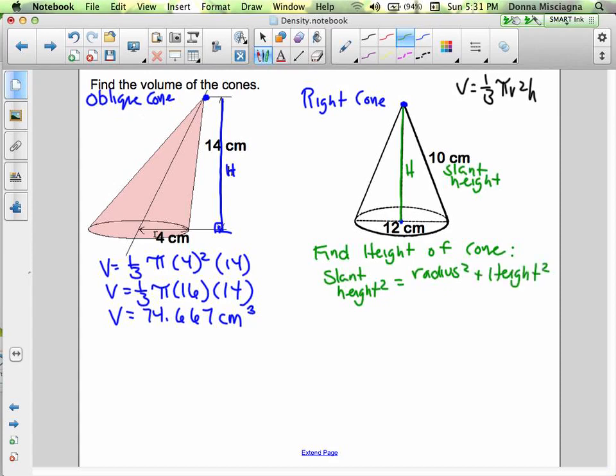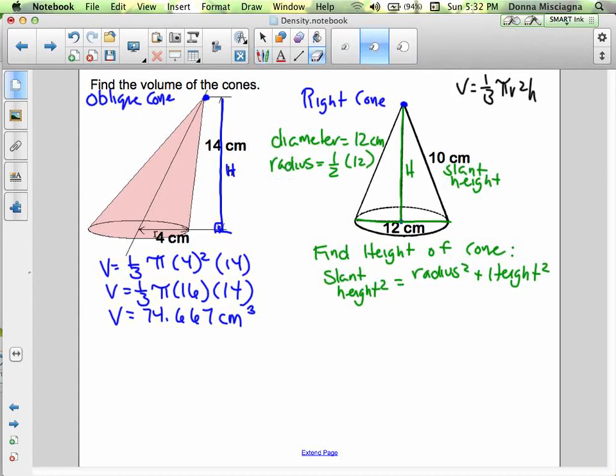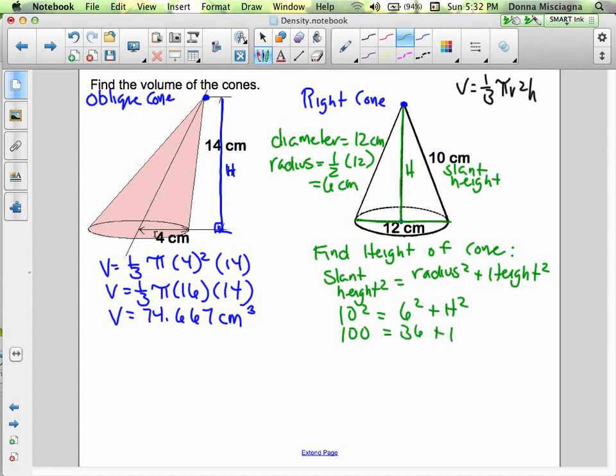Now we're not given the radius, because we have that line that goes all the way from one side through the center to the other side. So that is the diameter. The diameter equals 12 centimeters. The radius would just be half of the diameter, or half of 12 centimeters. So the radius equals 6 centimeters. All right, so we have 10 squared equals 6 squared plus h squared. That's 100 equals 36 plus h squared. Subtract 36 from both sides. 64 equals h squared, and then we take the square root, but we only want the positive. So 8 equals the height of the cone.